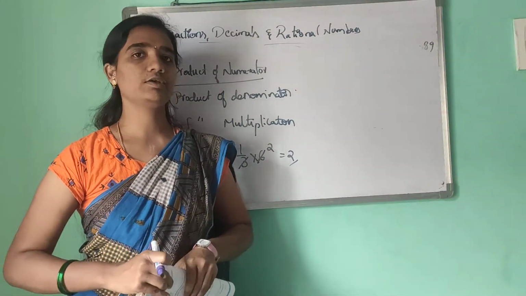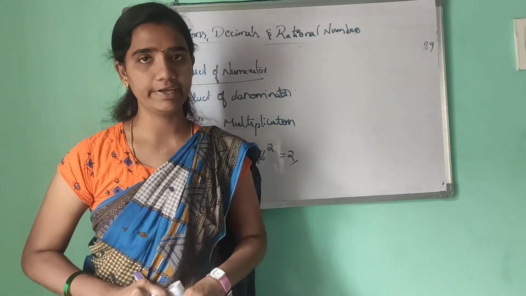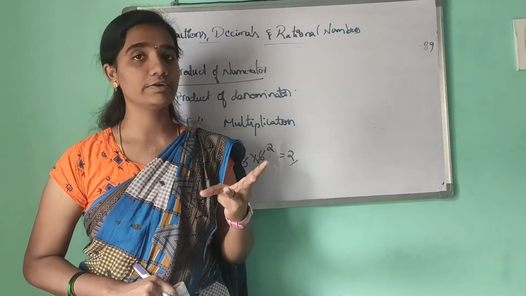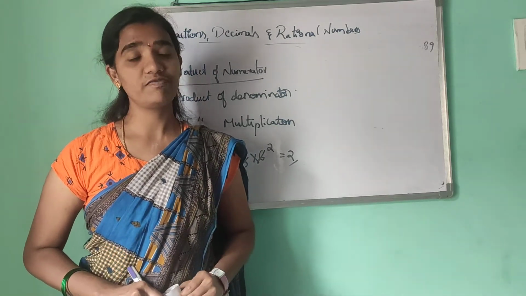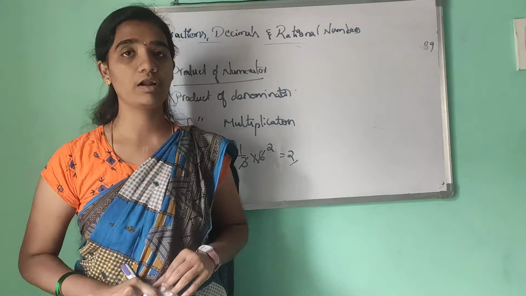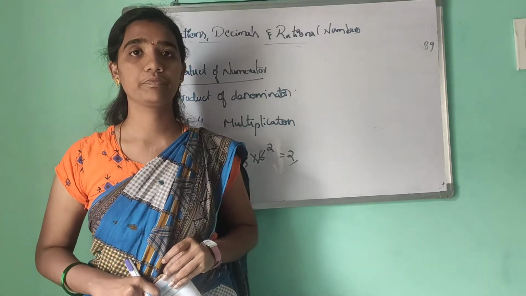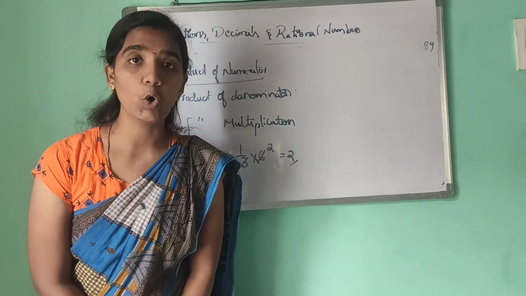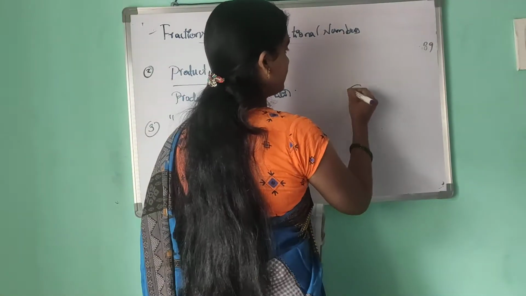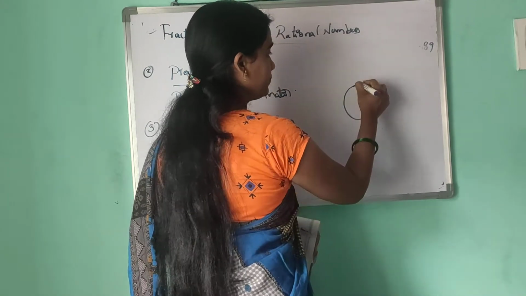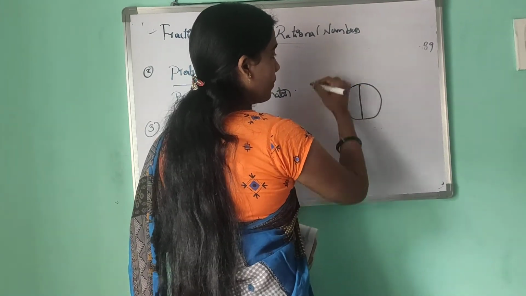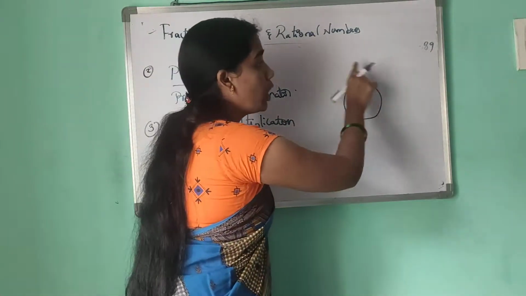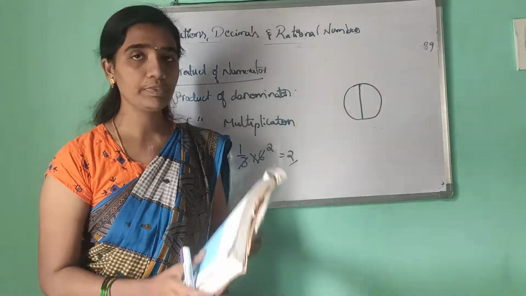Coming to fourth one. In these fractions, we have 3 types of fractions. First one, proper fraction. Second one, improper fraction. Third one, mixed fraction. What is the first one, proper fraction? How to define proper fraction? Proper fraction can represent the part of the whole. Here I am taking the example given into 2 parts. Proper fraction represents the part of the whole.